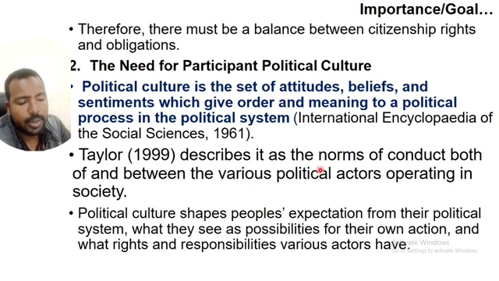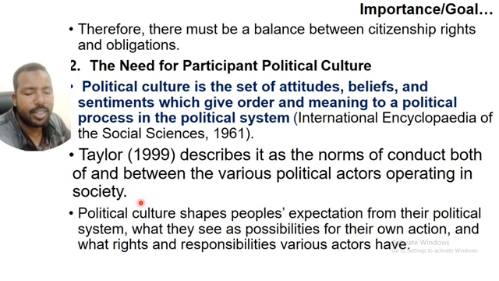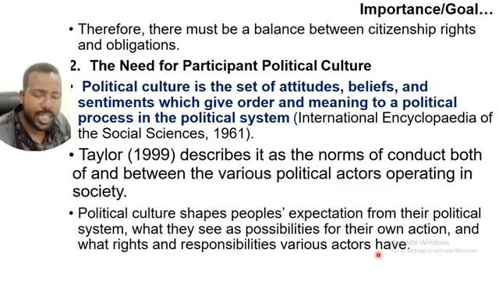Taylor described political culture as a norm of conduct, both of and between various political actors operating in the society. So it is the norm of conduct that the government, political parties, and political actors have to take into account, and in which they serve the society. Political culture shapes people's expectations from their political system. It shapes what they see as possibilities for their own action, and also what rights and responsibilities various actors have. It shapes the political environment. It shapes public expectations.